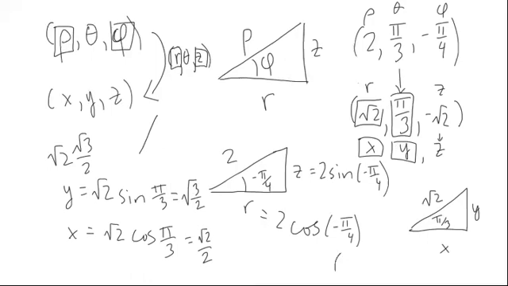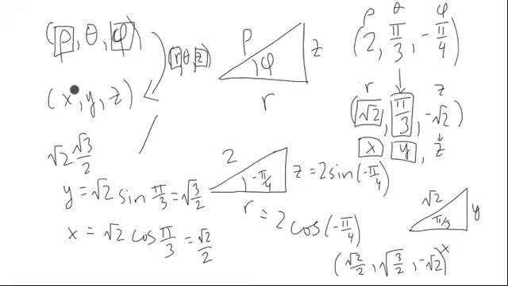So the final result is going to be square root of 2 over 2, square root of quantity 3 over 2, and negative root 2. We have just successfully converted these spherical coordinates into Cartesian coordinates. And let's kind of think about this to make sure this makes sense.